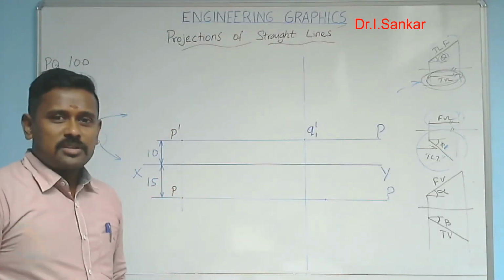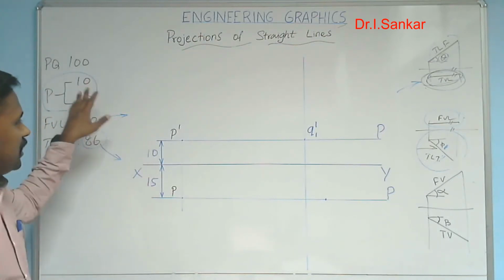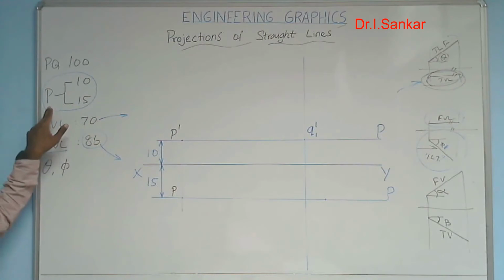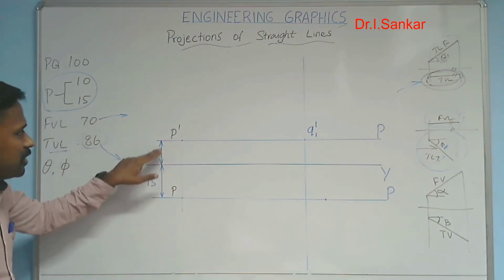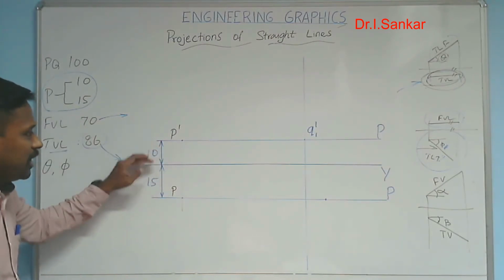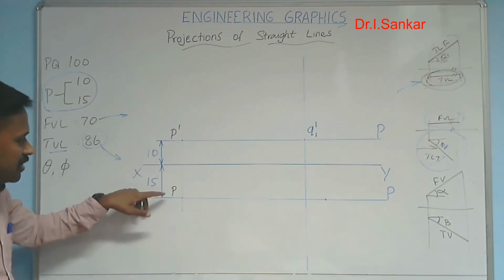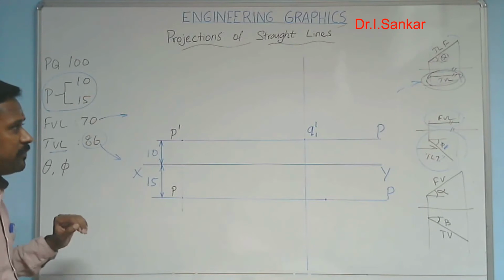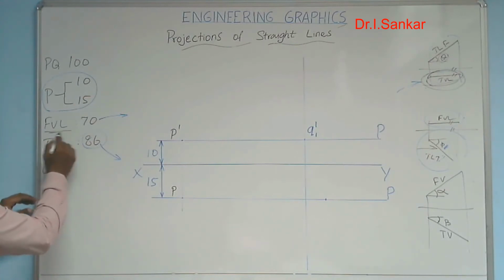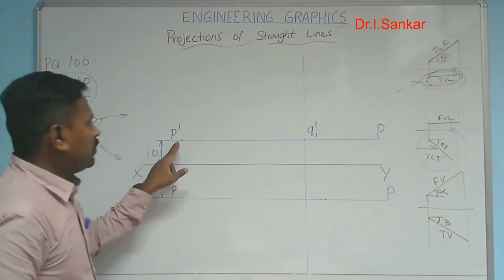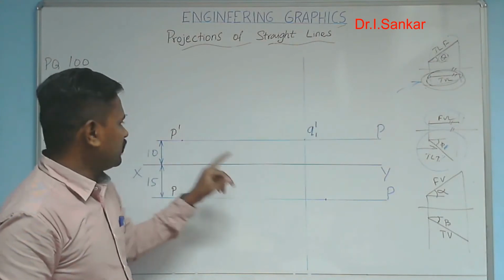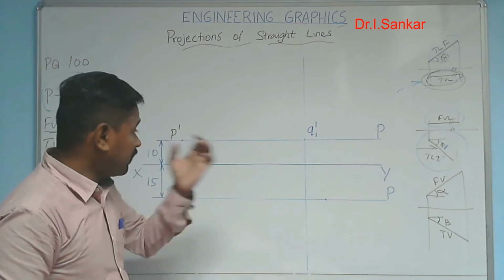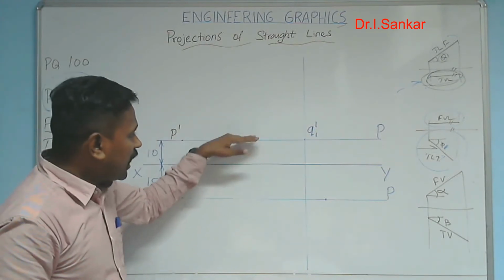Let me summarize it, students. From the beginning, I just drew the XY line, and by using the locus data of the point P, I drew the locus of point P in the front view area 10 mm above XY, and the locus of the point P in the top view area 15 mm below XY. And by using the given front view length 70 mm, I marked the point Q1 dash, which is P dash Q1 dash, as the front view length line in the front view area, which is parallel to XY.